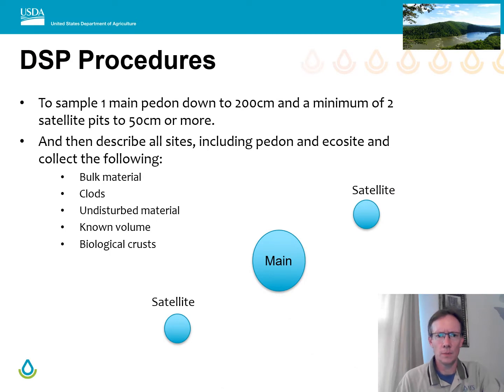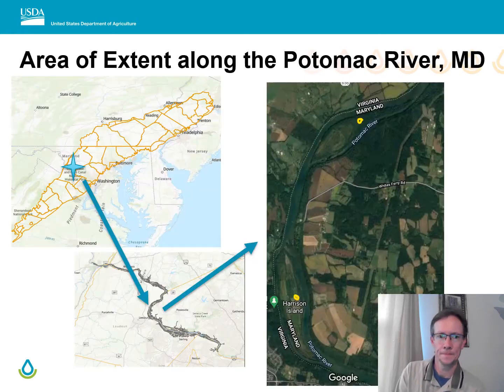So the procedure for this project is we sample one main pit down to 200 centimeters and two satellite pits down to 50 centimeters or more. We describe all the pits, including the horizons and the ecosite, and we also collect the following materials: bulk material, clods, undisturbed material of a known volume, which is a metal core, and any biological crusts that may be on the surface.